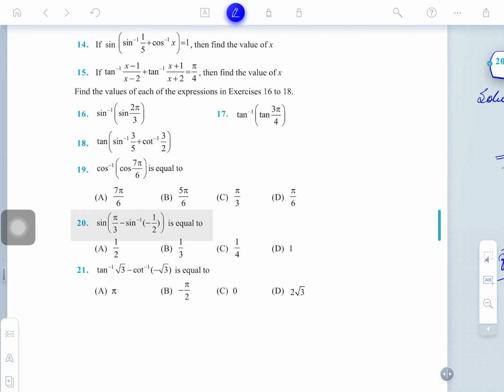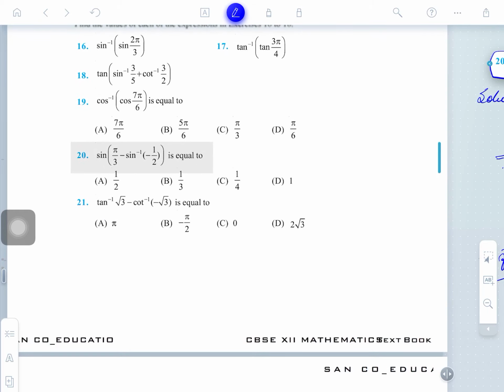So it's giving you this. 1 is the right answer. Now see question number 21. Can you solve question number 21?